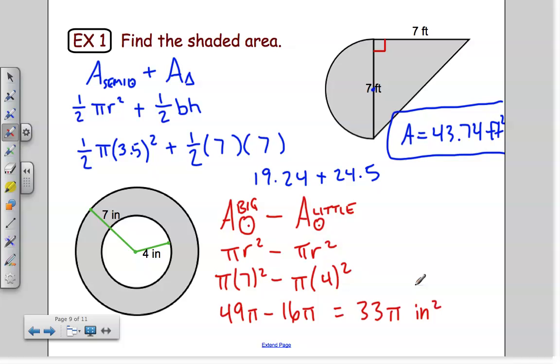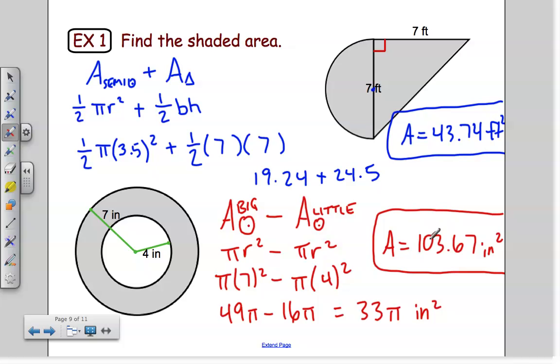But also, since I probably want a decimal, 33 times pi, I'm getting an area of 103.67, it looks like. And again, inches squared, because we're talking about area being squared. So this was an example where I had to find an area and subtract out some area that I don't want from it to leave what's left.